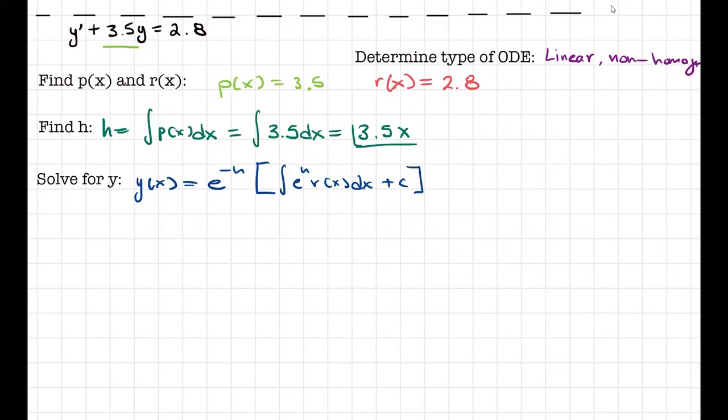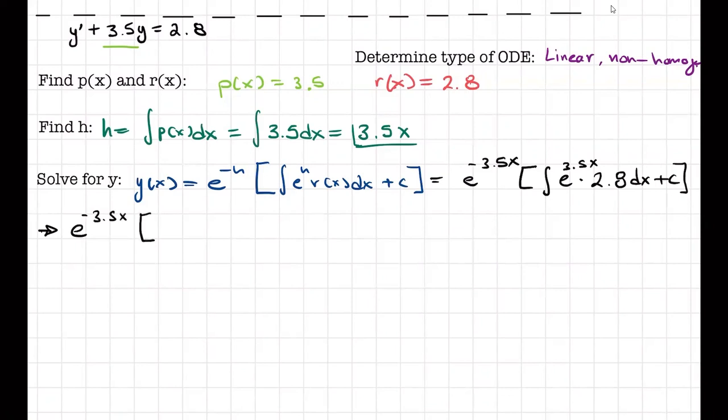So let's just substitute in the values. This is equal to e to the negative 3.5x, which is then multiplied times the integral of e to the positive 3.5x times r of x, which is 2.8, dx plus c. All right, let's continue simplifying this. We're going to have e to the negative 3.5x times, we can factor out that 2.8 from the integral, 2.8 integral of e to the 3.5x dx plus c, right?